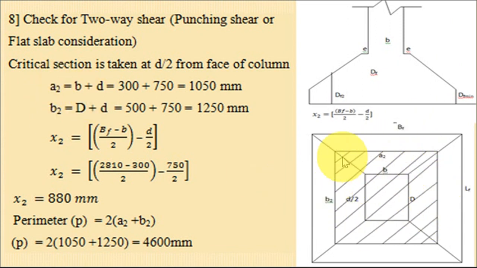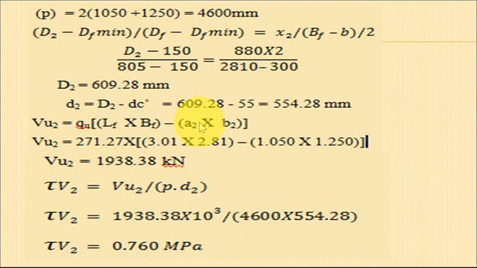So A2 is equal to this. A2 is equal to B plus d by 2 plus d by 2, so A2 is equal to B plus d, and B2 is equal to capital D plus d by 2 plus d by 2. So we get A2 and B2. Similarly, X2 is equal to, repeating the same procedure, BF minus B divided by 2 minus this distance, that is d by 2. So X2 is known to you, then the perimeter is equal to 2 times (A2 plus B2). We get the perimeter.